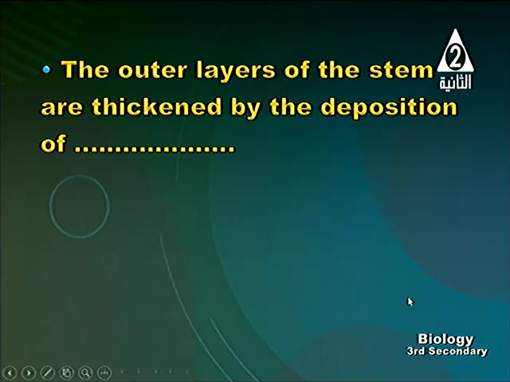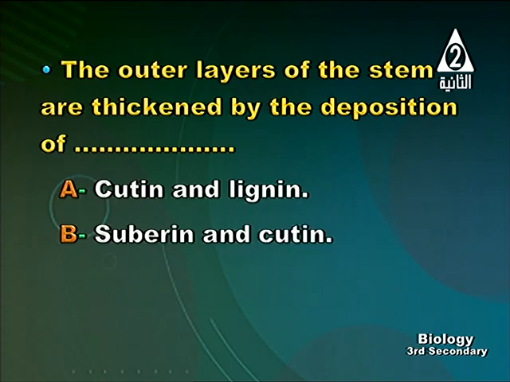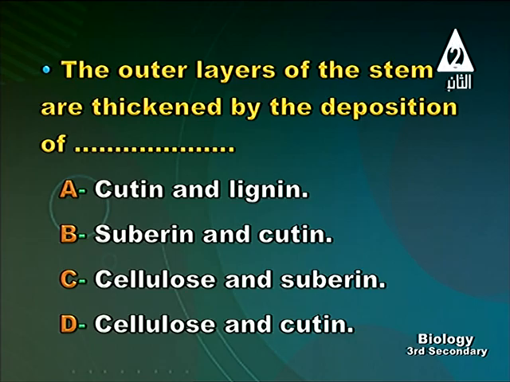The outer layers of the stem are strengthened by the deposition of cutin and lignin, suberin and cutin, cellulose and suberin, or cellulose and cutin. Here, he didn't specify the type of stem. Of course, we have two different types of stems, which are woody stem and herbaceous stem. You know that the outer layer of a woody stem is covered with suberin to form a cork layer to help in the support of the outer layer of the woody plant stem.